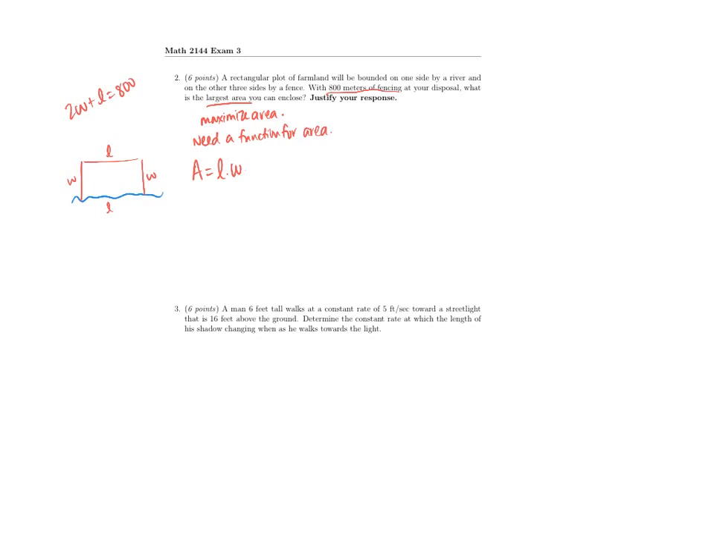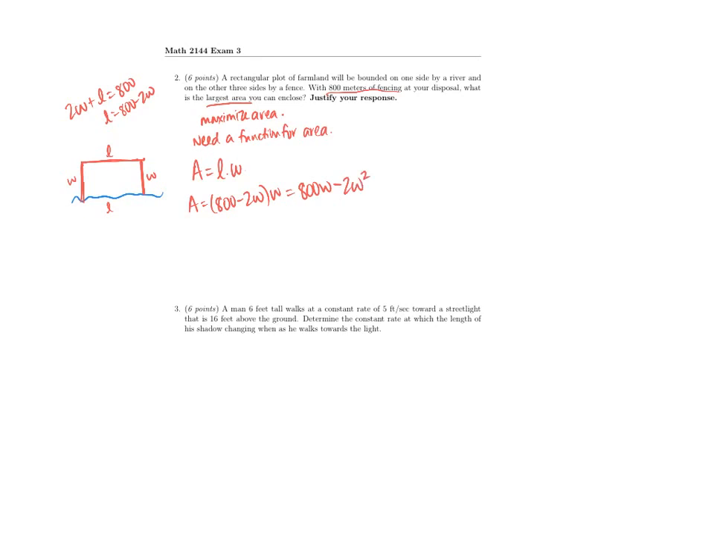So I can solve that for L, and I get L is equal to 800 minus 2W. So that's because 2 of these widths plus 1 of these lengths is the total amount of fencing that I have. And that other length is covered by a river, so I don't have to fence that part. So area is going to be 800 minus 2W times W. So that's 800W minus 2W squared.